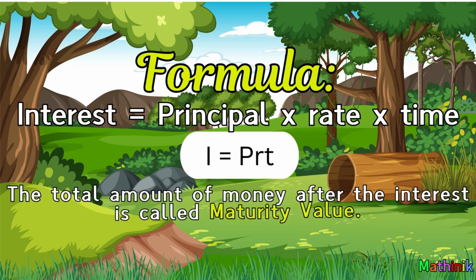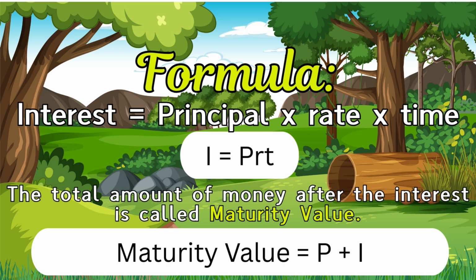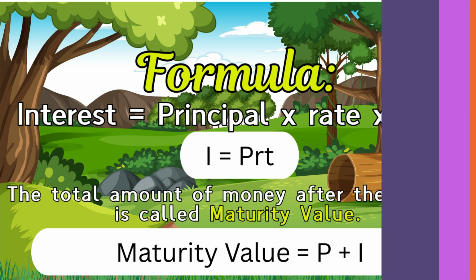And if you want the total money after interest, we call it the maturity value. The formula is maturity value equals principal plus interest. Got it? Great! Now let us solve some examples together.